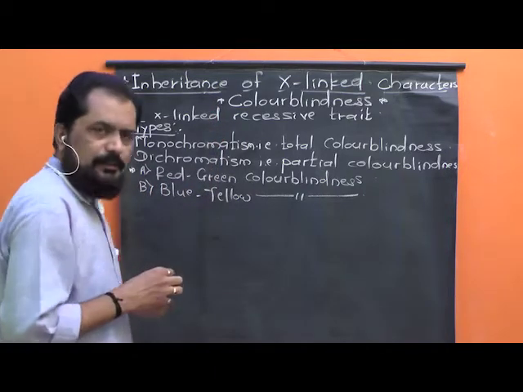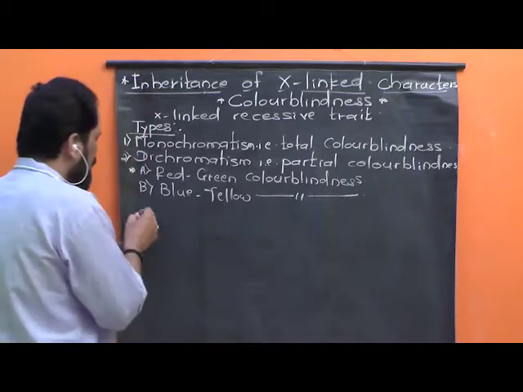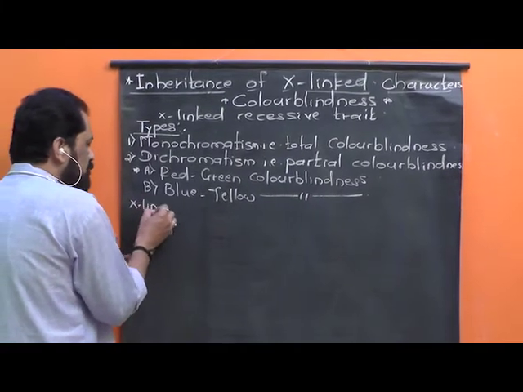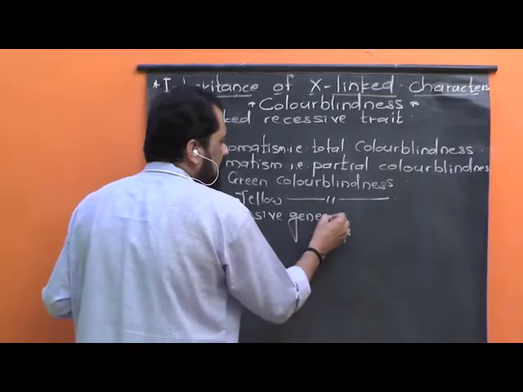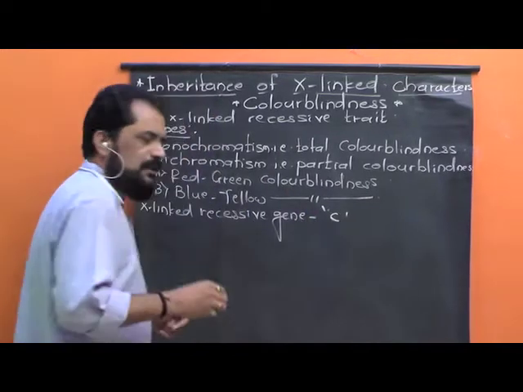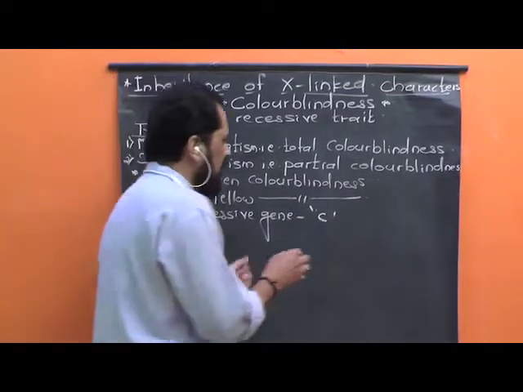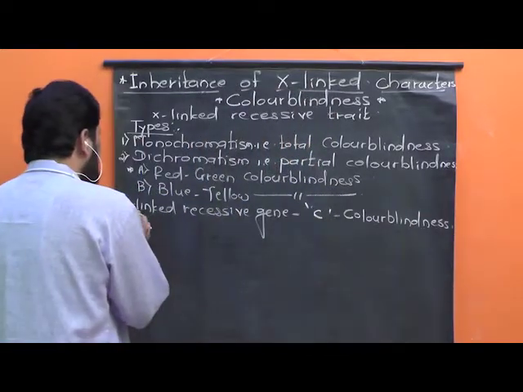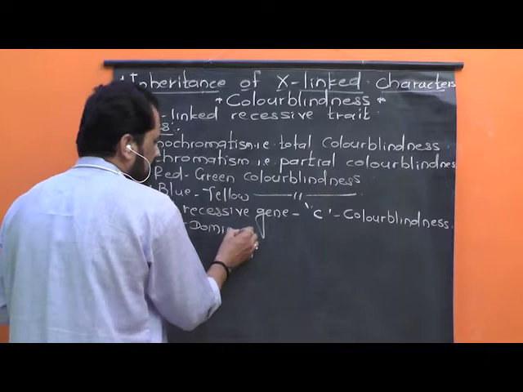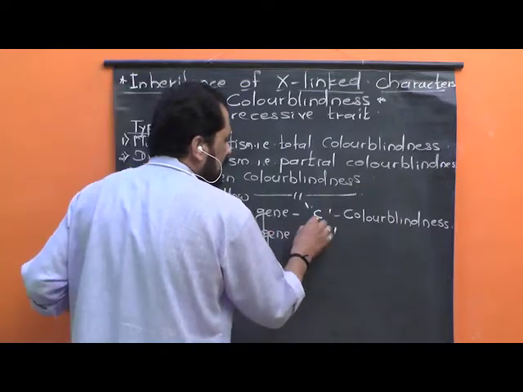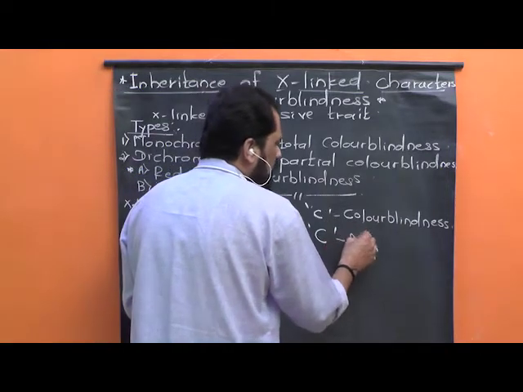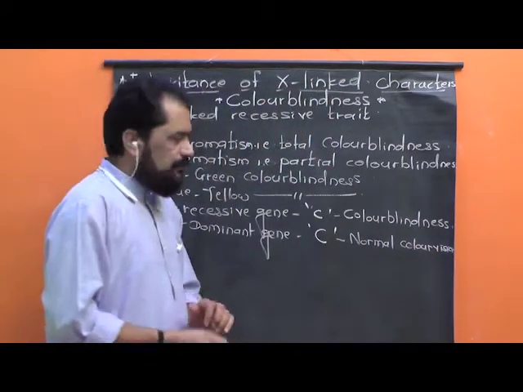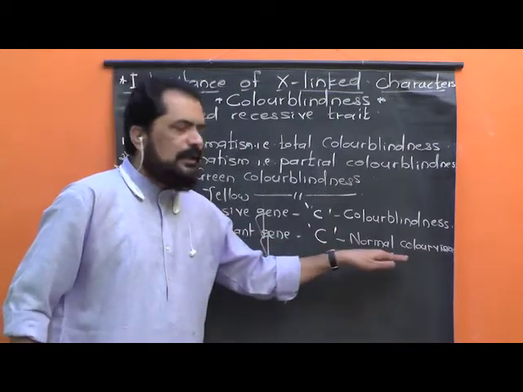The red-green color blindness, this disorder is controlled by X-linked recessive gene, that is, suppose small c, which is responsible to develop color blindness, while the X-linked dominant gene, say capital C, is responsible for normal color vision. Okay, capital C is dominant gene for normal color vision.